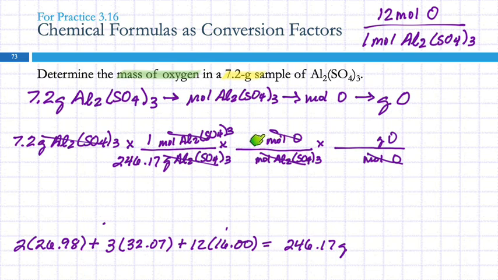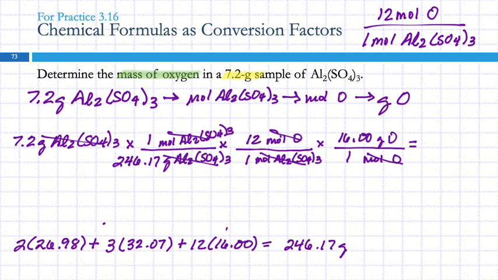How many moles of oxygen in a mole of aluminum sulfate? 12. We get this from the formula. 12 moles of oxygen to 1 of those. And then the molar mass of oxygen, well, thank goodness, this is at least a little simpler. We can just look it up. We don't actually have to calculate it.